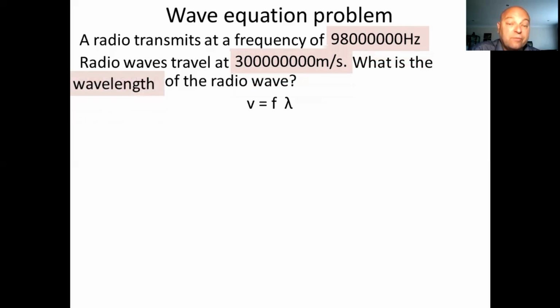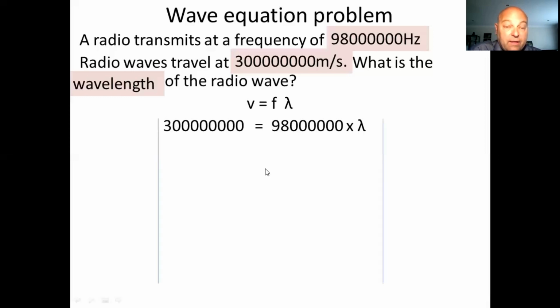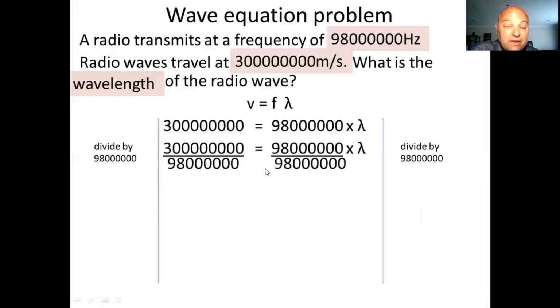So we've got our things to substitute into our equation. We substitute those numbers in then. So we get 300 million equals 98 million times lambda. Now we don't want 98 million lambda, we want 1 lambda. So what we need to do is divide both sides by 98 million. So let's put that in, divide by 98 million, and that will turn the problem into that. Now 98 million divided by 98 million is 1. So lambda equals 300 million divided by 98 million.